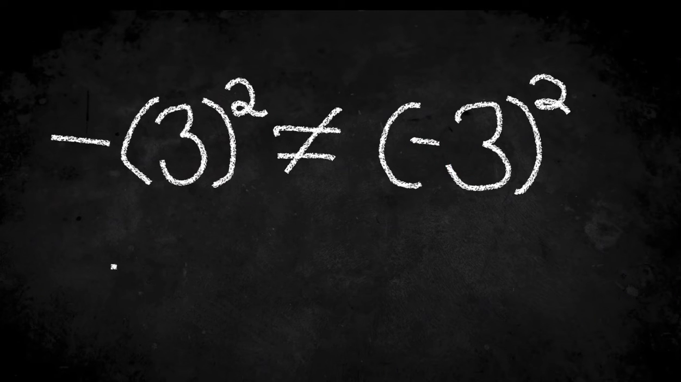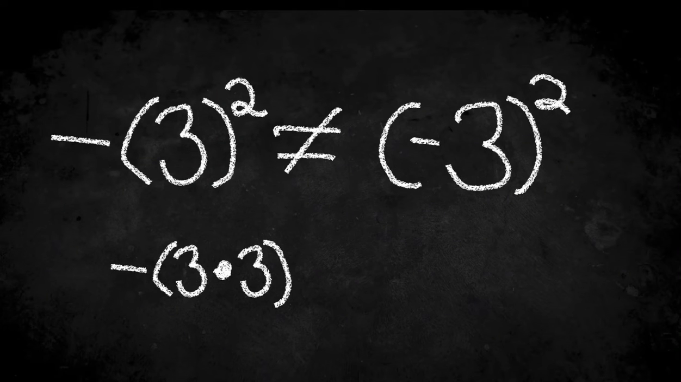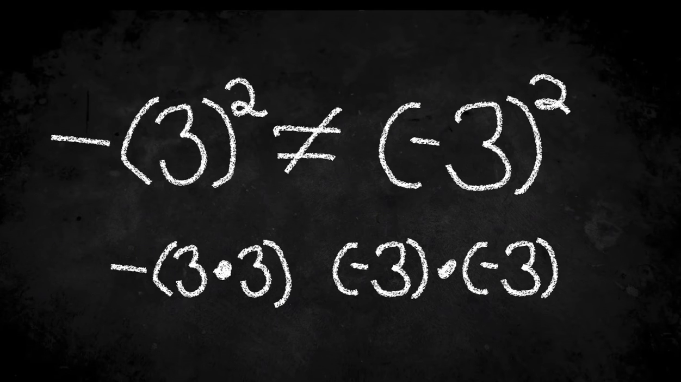So to solve it, it would be the negative version of 3 times 3. Now for this one, since the negative sign is in the parentheses, it would be negative 3 times negative 3.